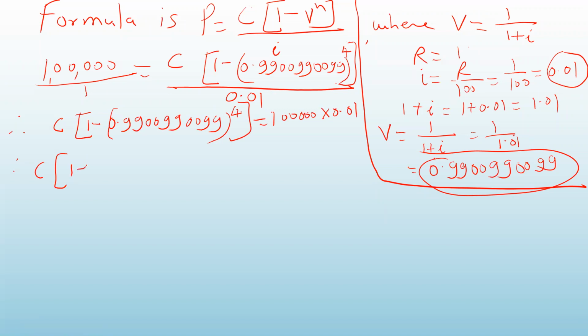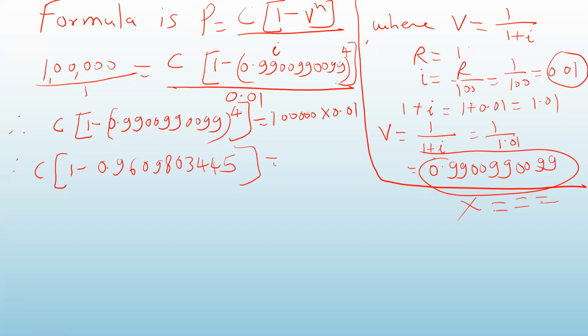I hope this number is already on your screen, correct? 1 divided by 1.01. You have to take its power 4. So in your non-programmable calculator, after this number is already on your screen, press multiplication, and then if you want the 4th power, press the equal sign 3 times. So you will get the 4th power. That gives you 0.960980345.